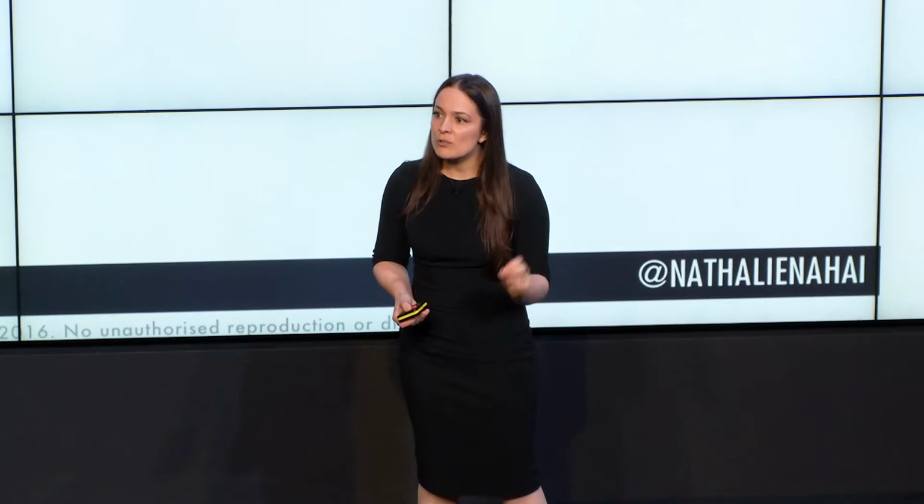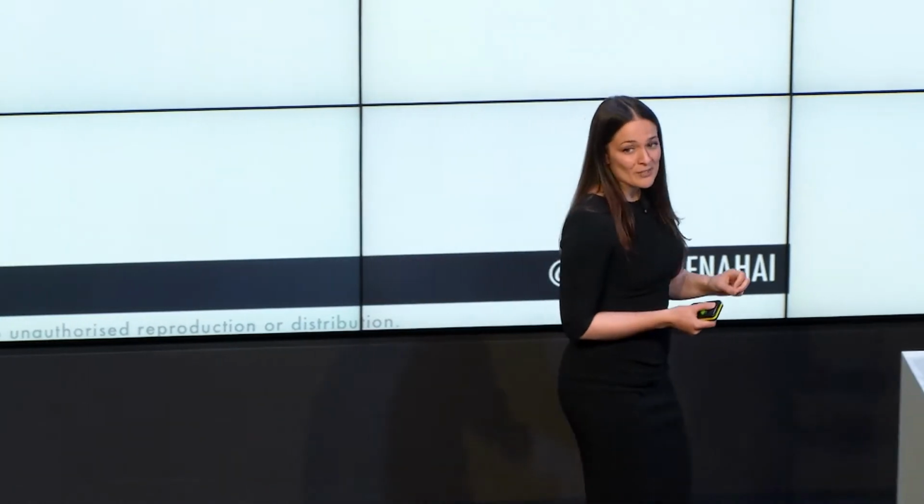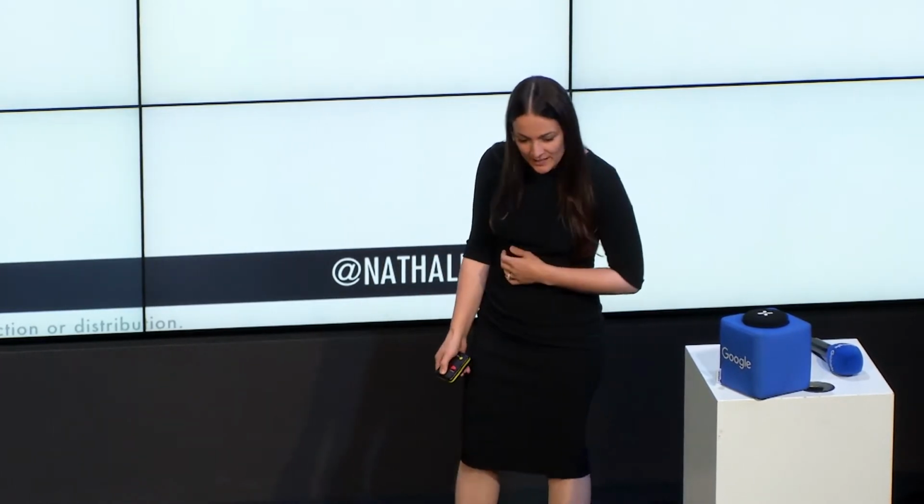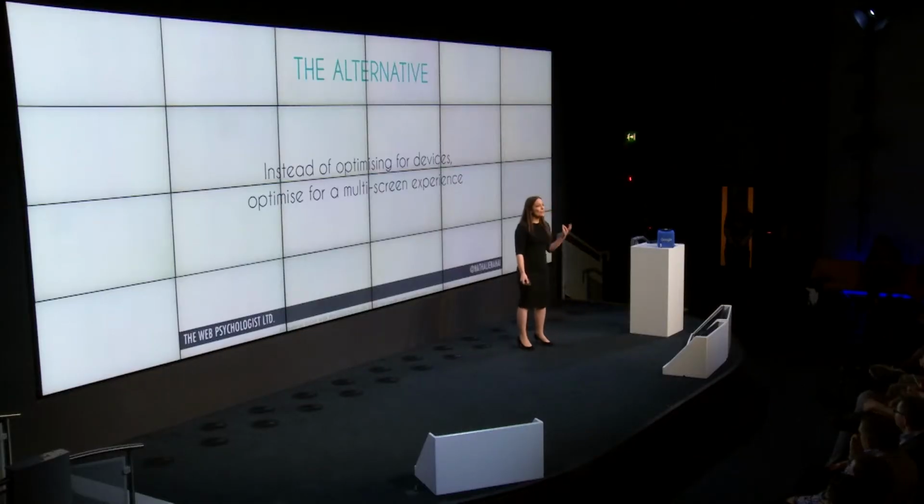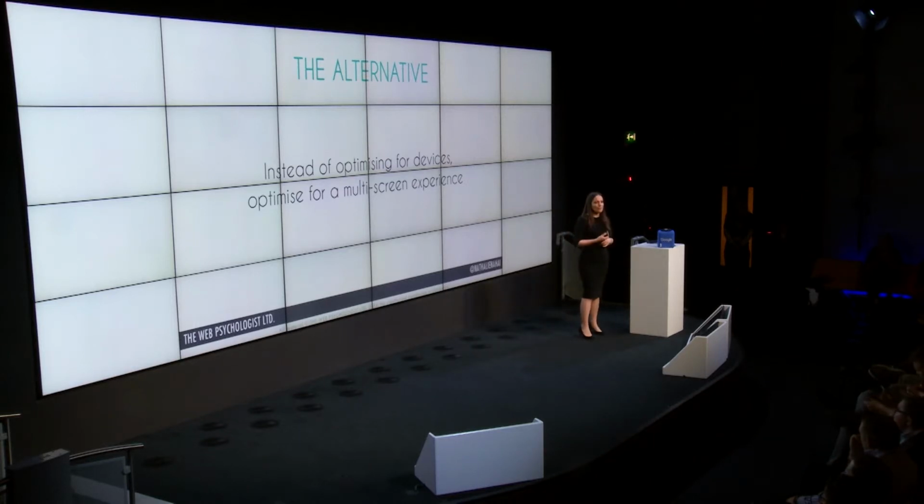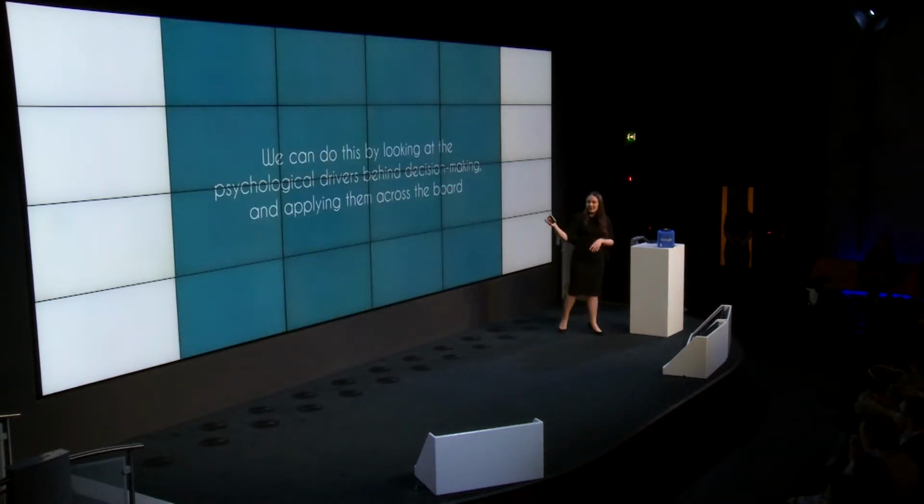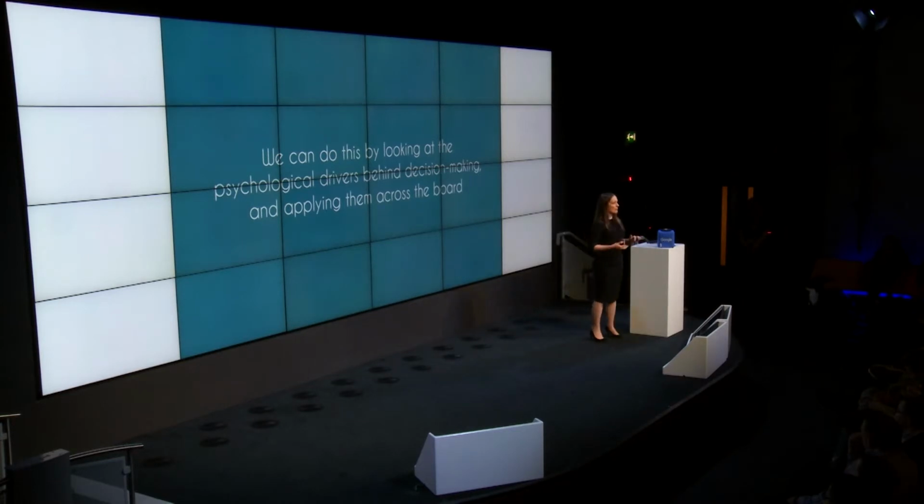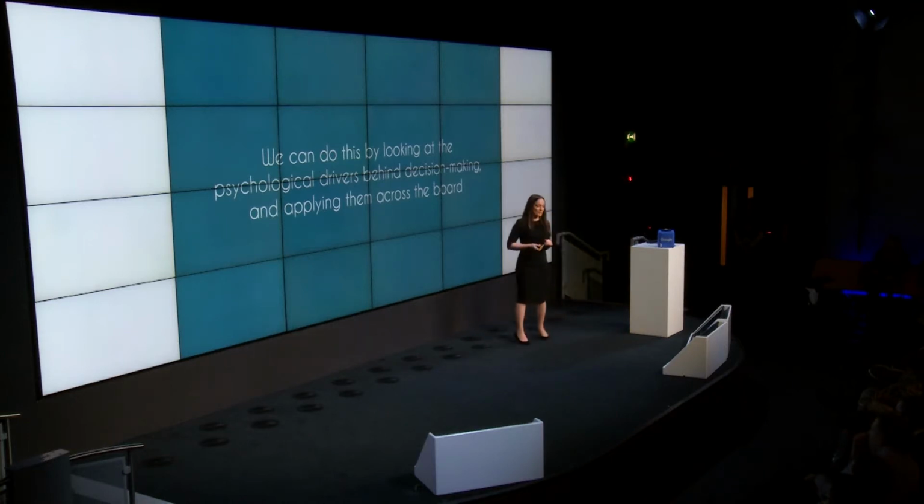So even though we have different ways of interacting, many of our goals, needs, and motivations when using different devices are becoming more and more similar. So instead of optimizing specifically for devices, we need to start optimizing, psychologically speaking, for a multi-screen experience. And there are various ways that we can do this. The way that I would like to propose today is to look at some of the psychological drivers that are actually sitting behind our decision-making so that we can then apply them across the board. You might apply them in different ways, but the execution will always depend on the experience.